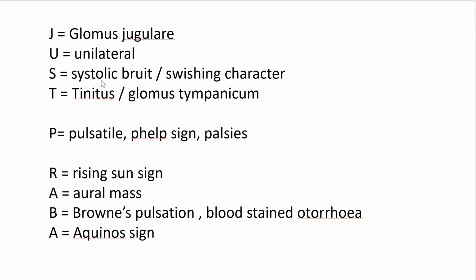After that, S stands for systolic bruit. It is one of the signs we can see in glomus tumor when we auscultate over the mastoid area: there is a systolic bruit. And another thing, P stands for pulsatile, as explained, and the flap sign. This is a very important sign, and you will be asked a lot about it. This sign helps to distinguish glomus tympanicum from glomus jugulare by identification of the carotico-jugular spine, which is eroded in glomus jugulare.